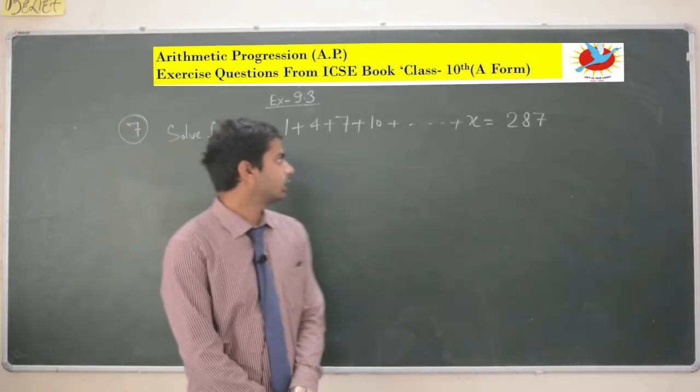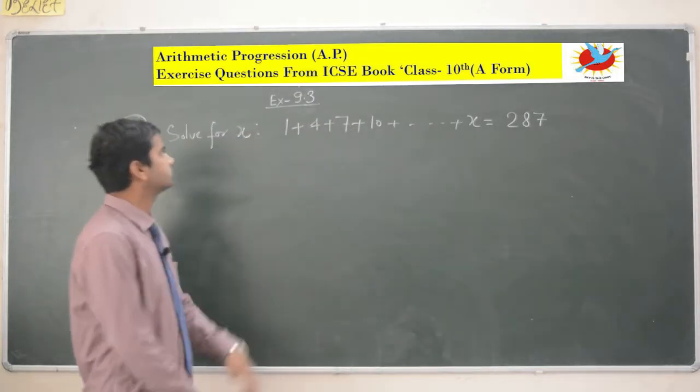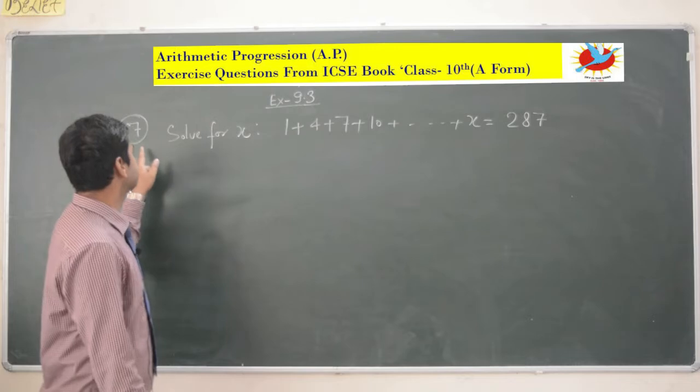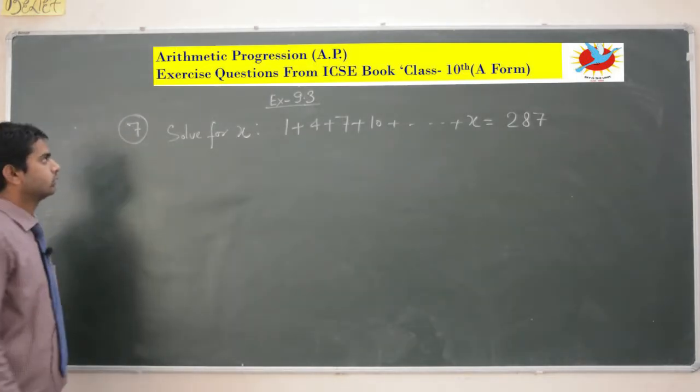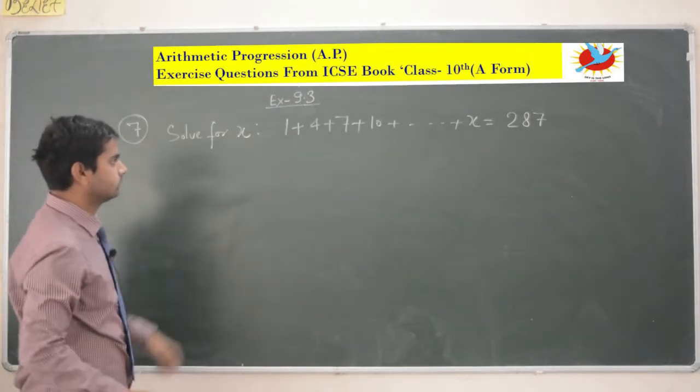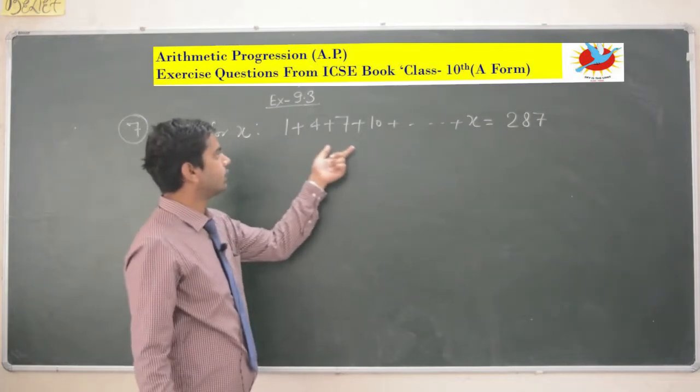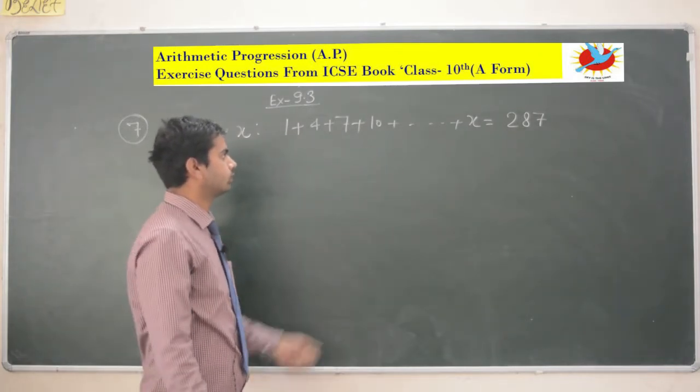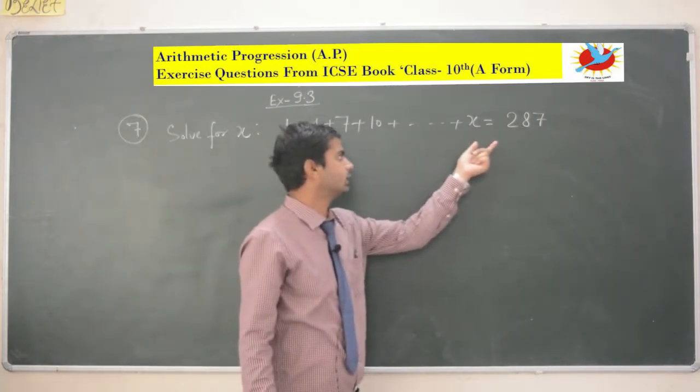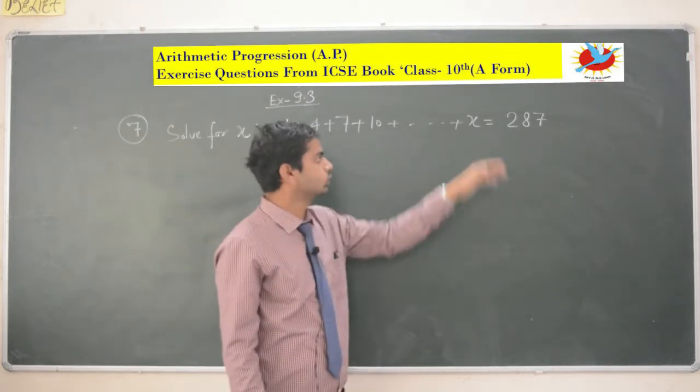Here I have written one more question from exercise 9.3, and this is question number 7. We have to solve for x, and the series is given: 1, 4, 7, 10 and up to, plus dot dot dot, last term is x, and that sum is equal to 287.